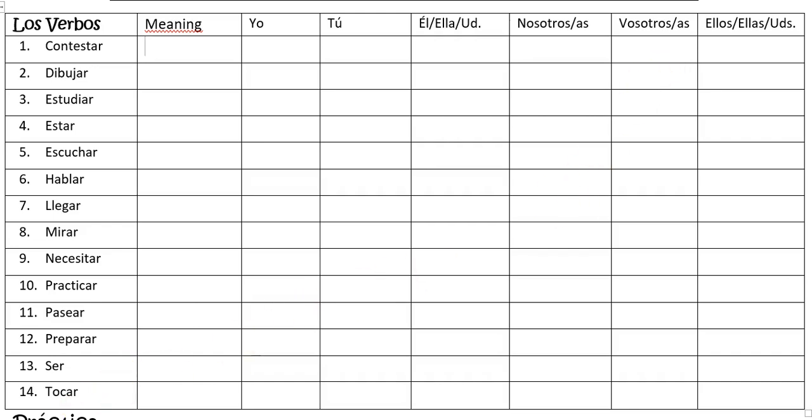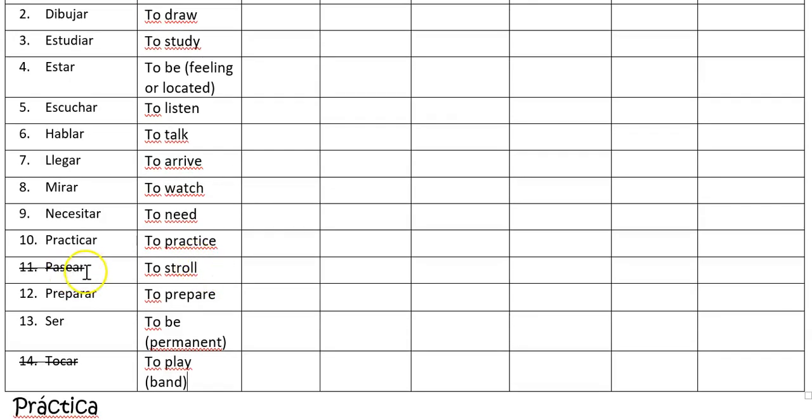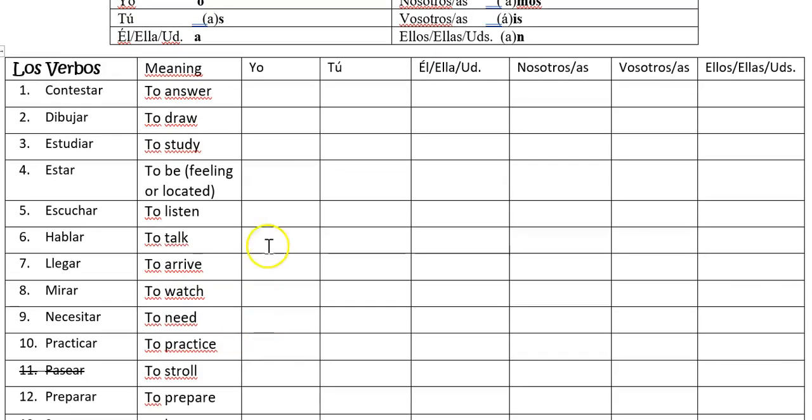So for the first three, and I went ahead and filled in all of them, contestar significa to answer, dibujar significa to draw, estudiar significa to study. Just take a second and fill these in. Now I did draw a line through pasear and tocar because those are not in our chapter. But pasear means to stroll and tocar means to play like an instrument. So pause here to fill that in.